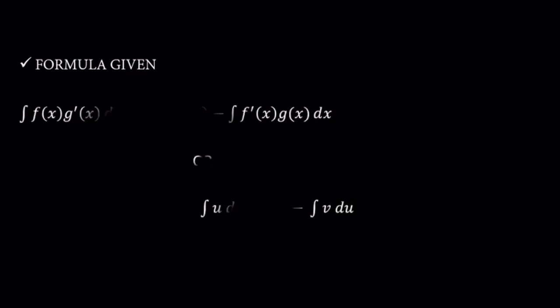Here is the given formula. Integral f(x) g'(x) dx equals f(x) g(x) minus integral f'(x) g(x) dx, or integral u dv equals uv minus integral v du.